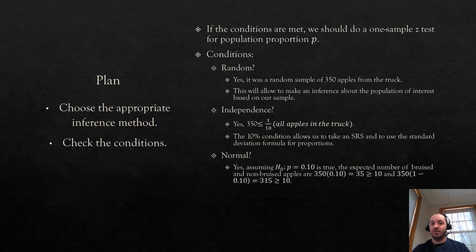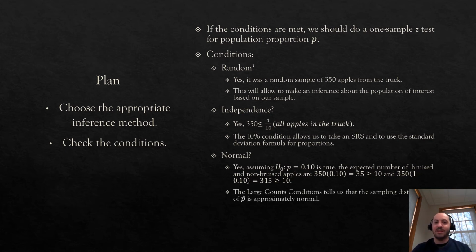Then do we have normality? Well, assuming our null hypothesis is true, which is what we do in a hypothesis test, the expected number of bruised and non-bruised apples are going to be 35 and 315 respectively. Both of those are greater than or equal to 10, so yes, we have the large counts condition being satisfied, which means we can assume that the sampling distribution of sample proportions is approximately normal. So we have our three conditions met. So now we can move on to the do stage.